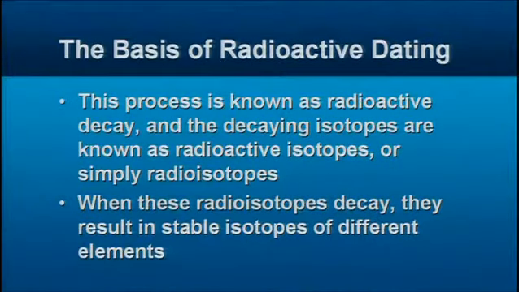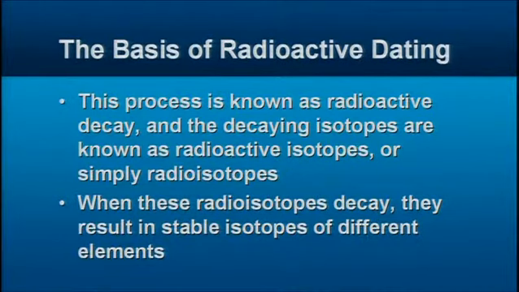So this process where the unstable atoms decay or spit out particles is called radioactive decay, because people used to use a Geiger counter or something like that to hear the clicks of the particles that were coming off, for example, off uranium. And these decaying isotopes are known as radioactive isotopes, or just radioisotopes for short. And when these radioisotopes decay, the end product are stable isotopes of different elements.